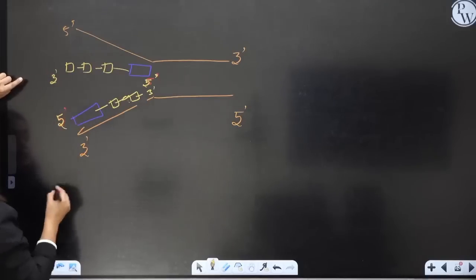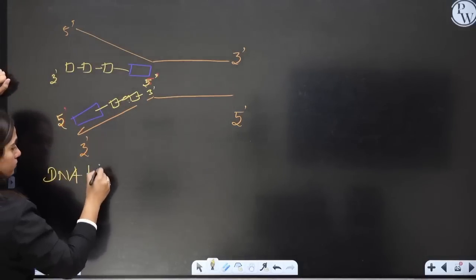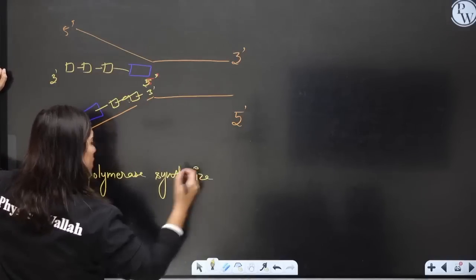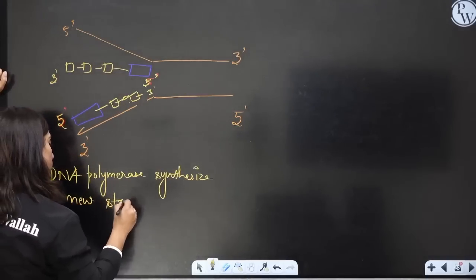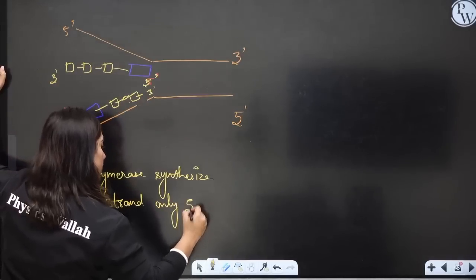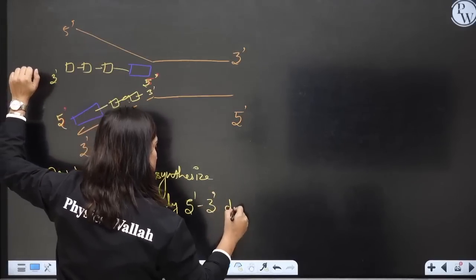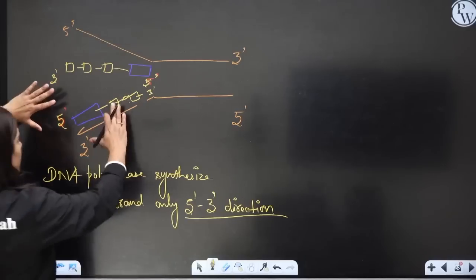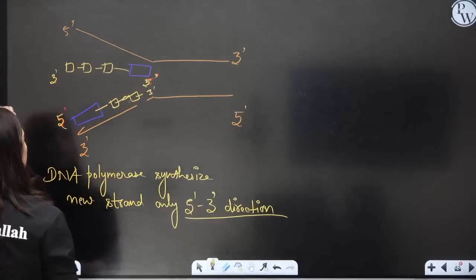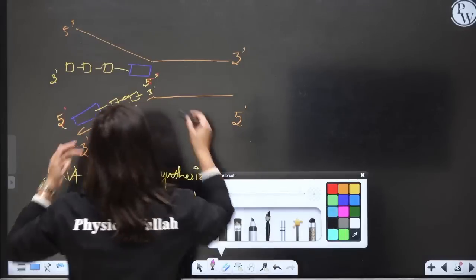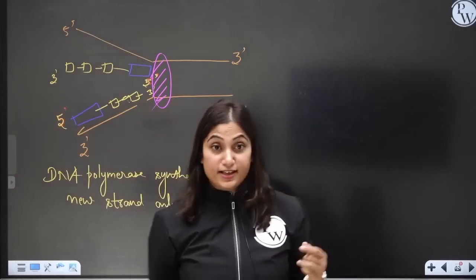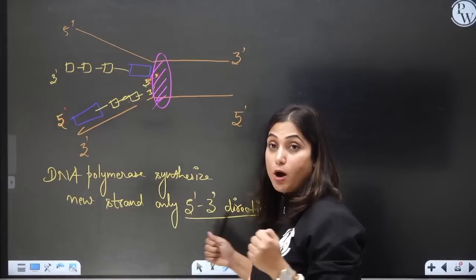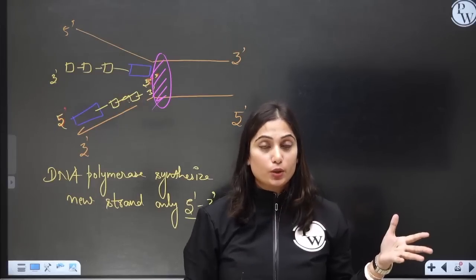This new strand will always be formed, that means DNA polymerase synthesizes the new strand only in the 5' to 3' direction. Okay, so these nucleotides will keep on adding, but now we are going to face a problem, and that problem is that this DNA polymerase cannot about turn and go back in the 3' to 5' direction. It can do this work only in the 5' to 3' direction.